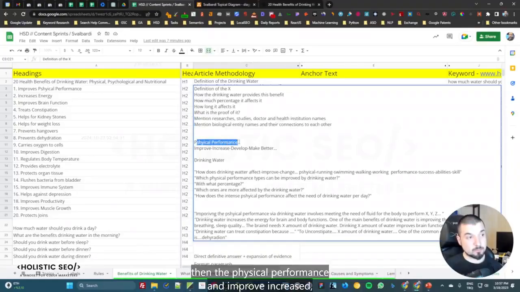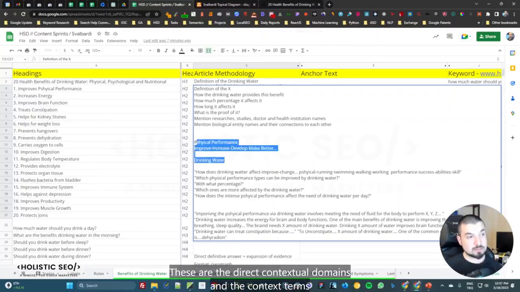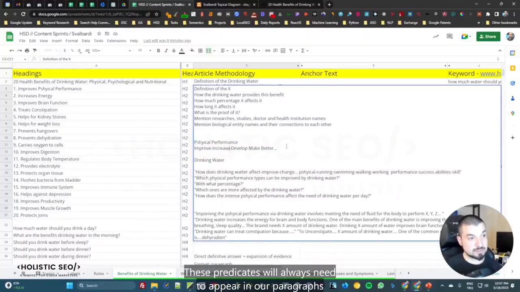Then the physical performance and improve, increase, develop, make better and drinking water. These are the direct contextual domains and the context terms that we will need to use for all these subsections. These predicates will always need to appear in our paragraphs, and we will mainly focus on the physical performance because life is a physical form mainly. Then everything will be back connected to the actual drinking water.